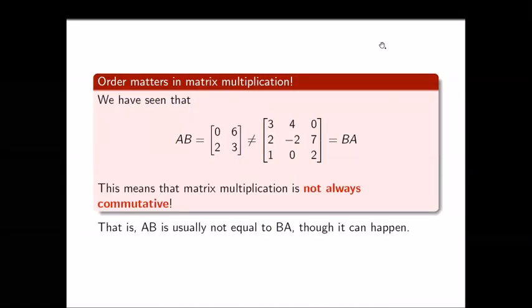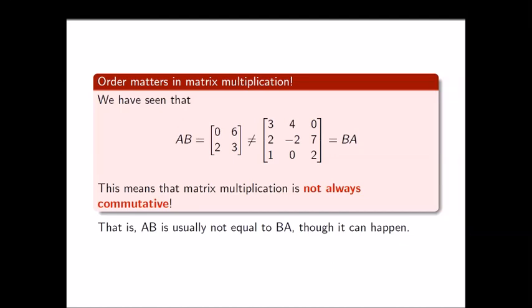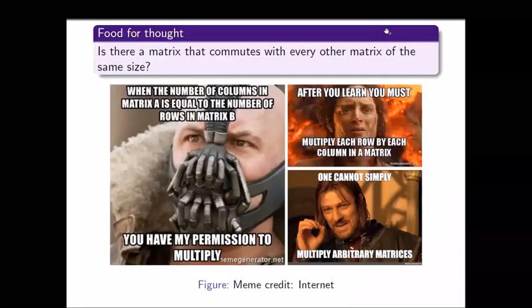So what we just saw was that AB was not the same as BA. The matrices were different, their sizes were different. In other words, the order in which we multiply matrices with each other is very crucial. So we say that matrix multiplication is not always commutative. In fact, it is very rarely commutative. It's very rare that you have matrices such that when you multiply them in any order, you get the same answer.